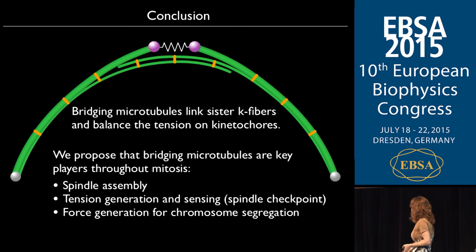And also, the bridging fiber may be involved in the sensing of this tension and in the spindle assembly checkpoint. And finally, the bridging fiber may also be contributing to the generation of forces for the final segregation of the chromatids in anaphase. But this is all to be seen in our future experiments.